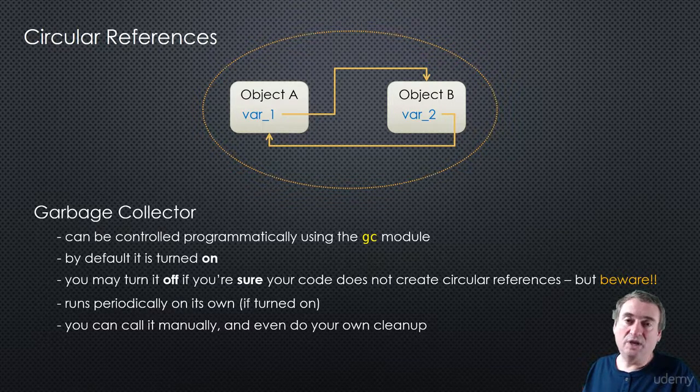There's other ways you can also avoid having to do your own cleanup. You can use weak references. There's a variety of things that you can do. We'll look at weak references when we get to the sections on object-oriented programming. But for now, just be aware the garbage collector is there to really clean up circular references. It's turned on by default, and you really should leave it on.